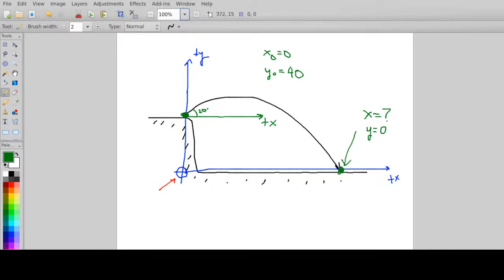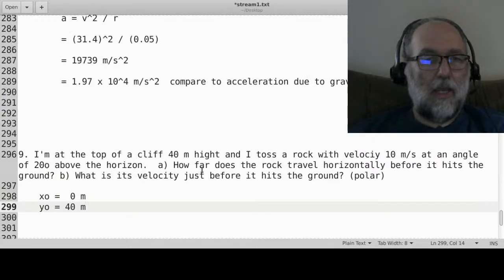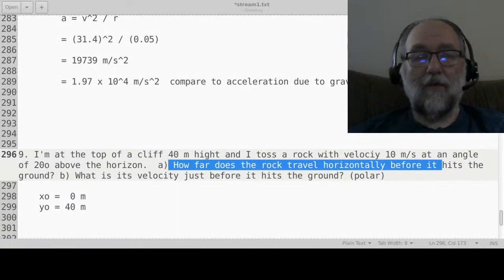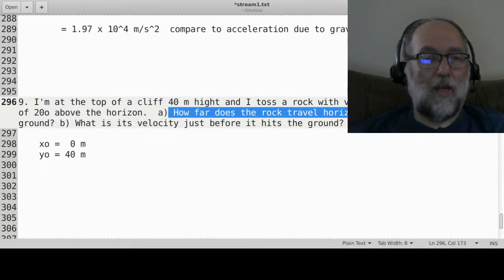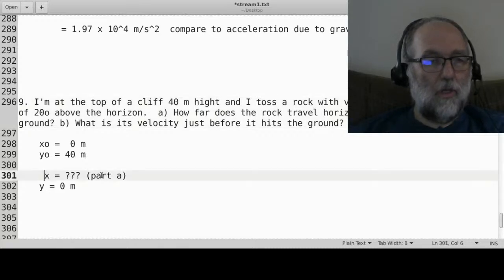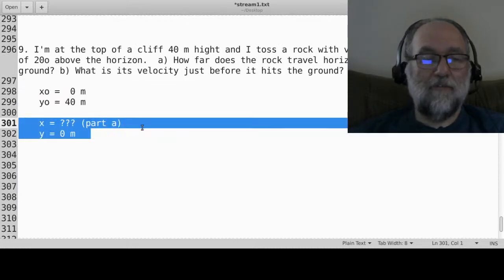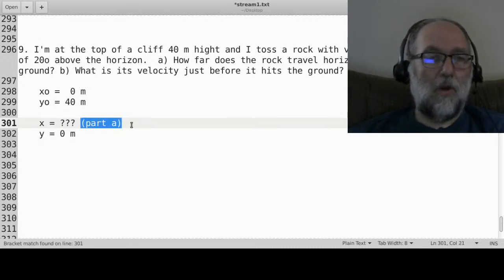So if we go back to this, what am I asking for in question A? In question A, I'm asking how far does the rock travel horizontally before it hits the ground? That's unknown, and not only unknown, but it's what you're trying to find. So there are those two values. These two are your initial position. These two are your final position. I put a bunch of question marks for x because that's what we're trying to find in part A.